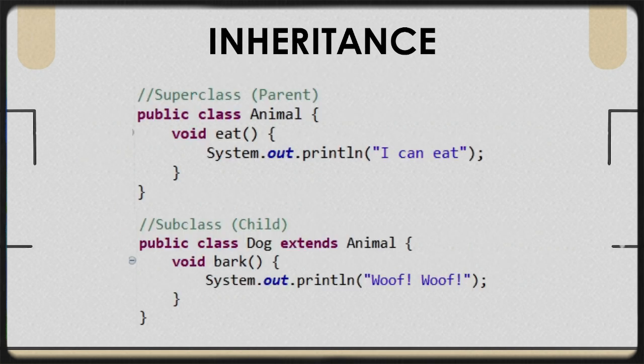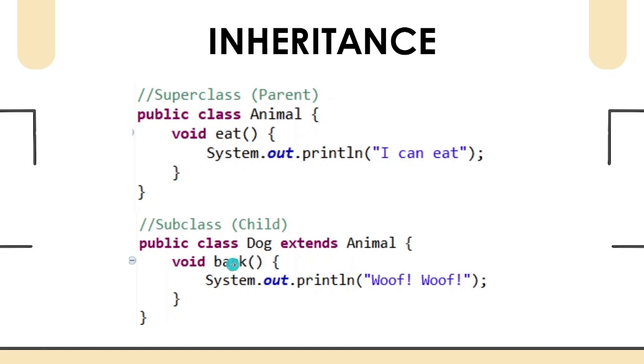Now, let's look at a simple example using animal as the parent class and dog as the child class. Here, animal is the parent class and it has the eat method. Dog is the child class that extends animal, so it automatically inherits the eat method without us writing it again. At the same time, the dog class can have its own special method like bark, which only dogs can use. The cool thing about this is that we don't have to rewrite the eat method for every single animal.